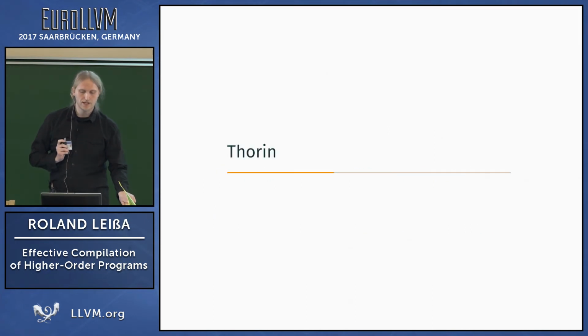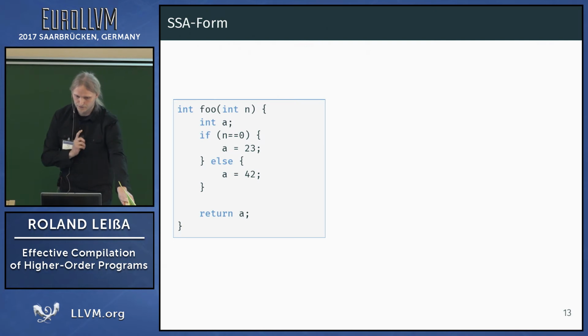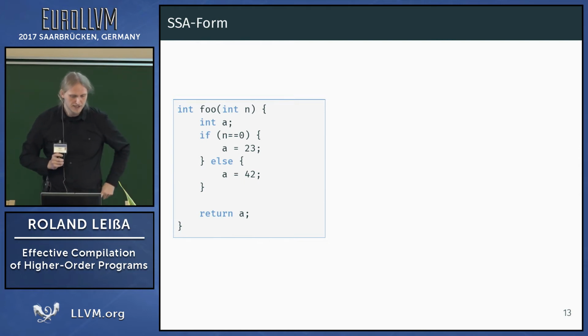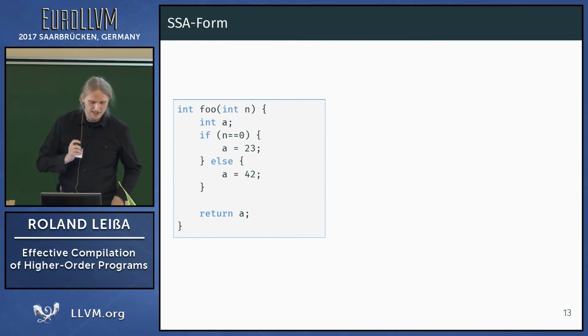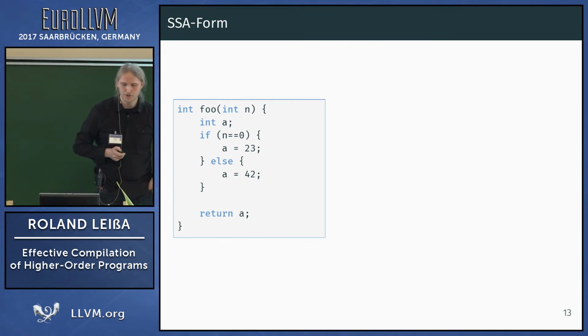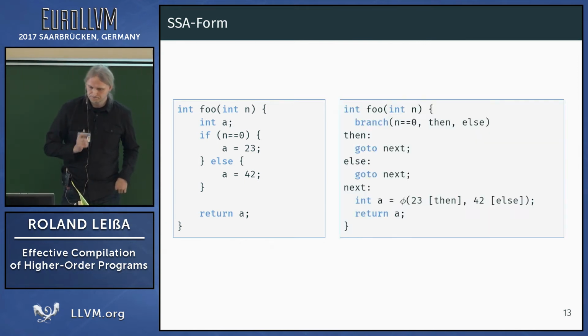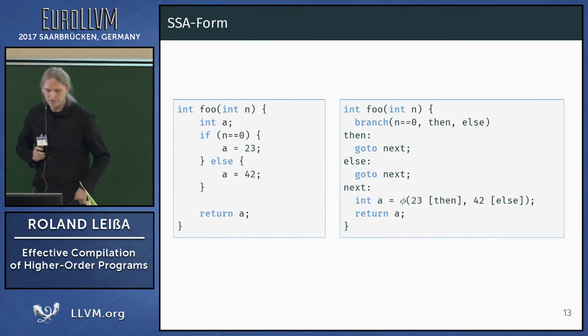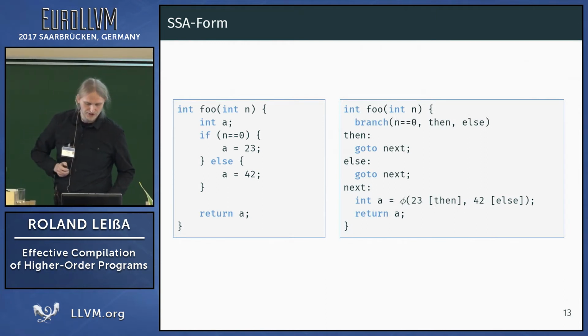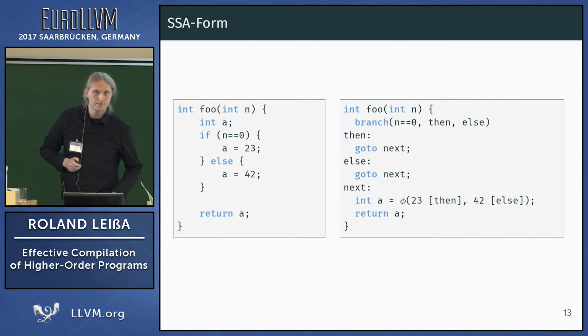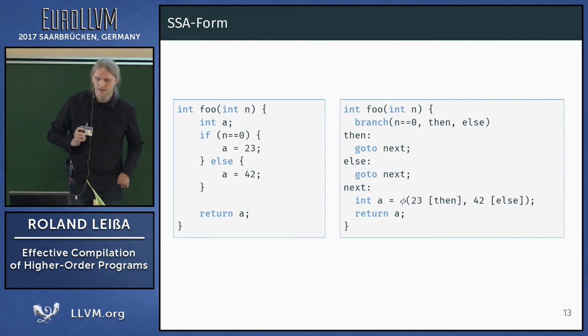So let's have a look at how the intermediate representation looks. First, a small recap of how SSA form looks. So here we have a familiar if diamond, which selects for the variable a either 23 or 42, depending on the condition of n. So here we have this in SSA form, where we have this phi function, which does the select in the next block.